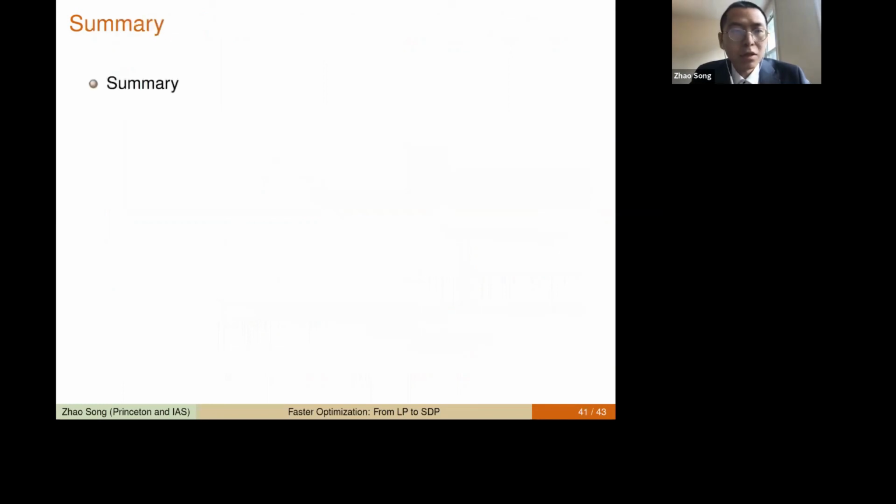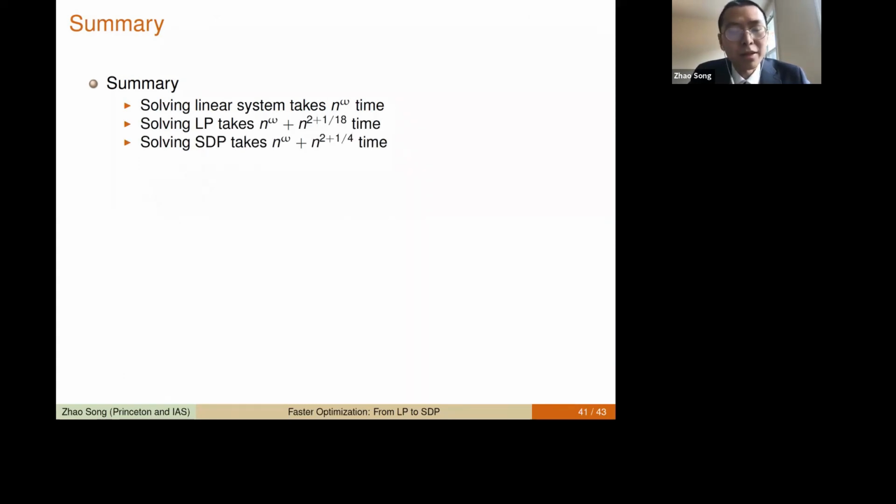So let me give you a brief summary. A linear system takes n to the omega time. This is the best algorithm we know, and it has been so for many years. We can solve LP in n to the omega plus n to the 2 plus 1 over 18. And we can solve SDP in n to the omega plus n to the 2 plus 1 over 4. And there are a lot of very interesting future directions, I think.